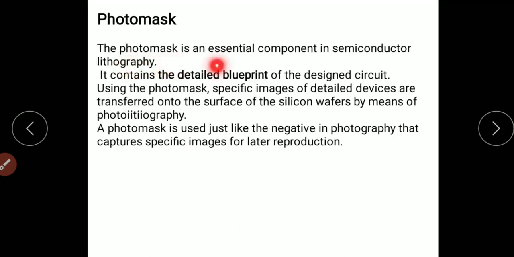Photomask: a photomask is used just like the negative in photography, which captures a specific image for later reproduction. As we know, in olden days we used photography for that purpose. We used negative film, and on that film there is some image, some pattern. By using that pattern they can print the photos. Similarly here, I want some particular design, which will be printed on the photomask, and then you can send the UV rays.